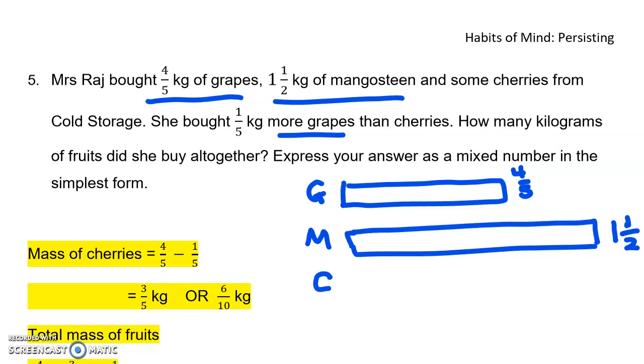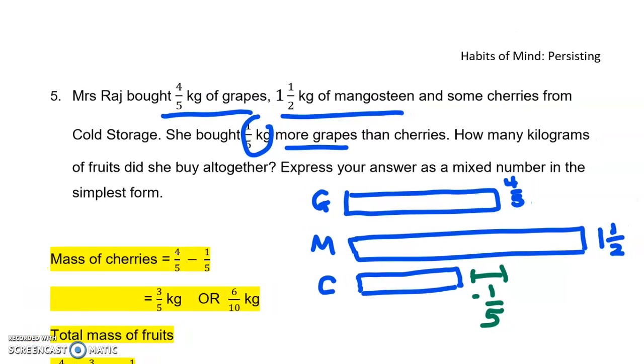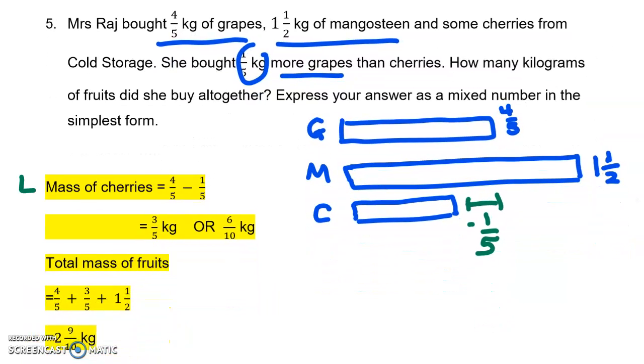Now the unknown one is cherries, but what we do know is grapes is 1/5 kg more than cherries. So cherries should be a smaller model, and it should be lesser by 1/5. That's how we start with our first step, which is finding the mass of the cherries. So you take away from the mass of the grapes. This is the grapes, and you take away 1/5. That means the cherries have 1/5 kg lesser.